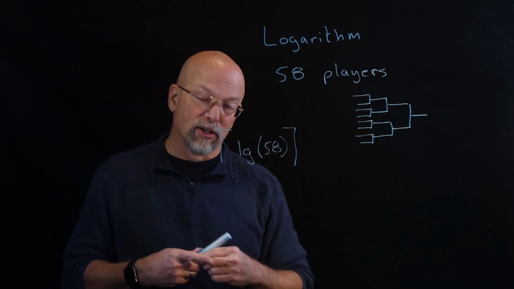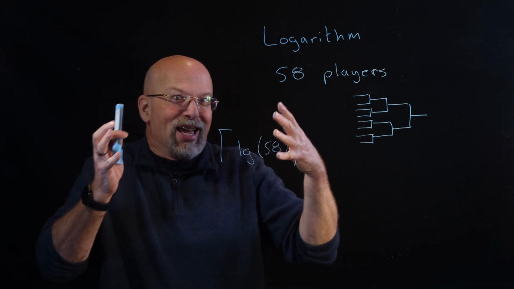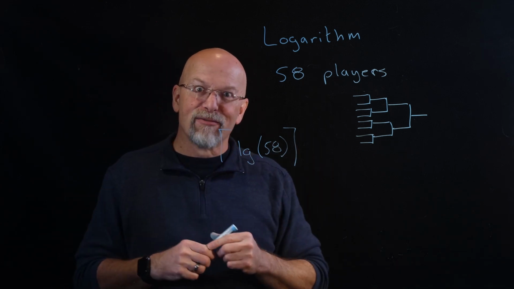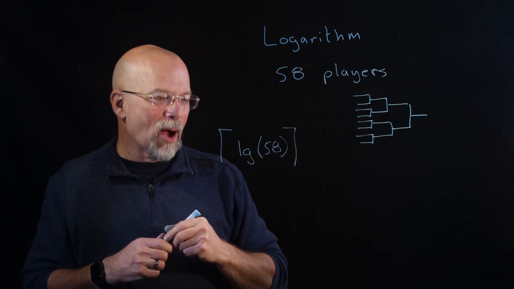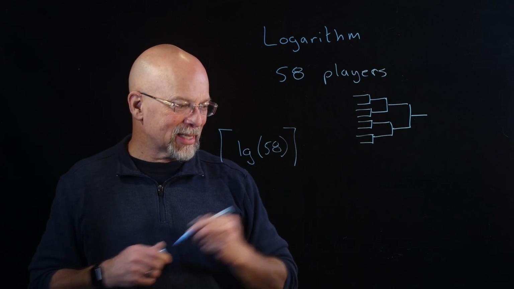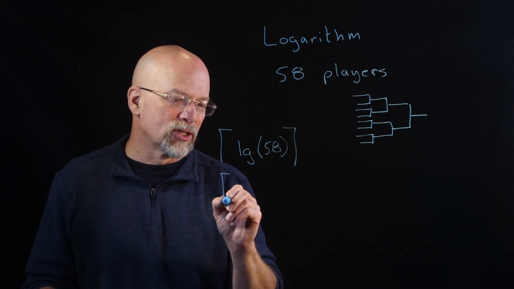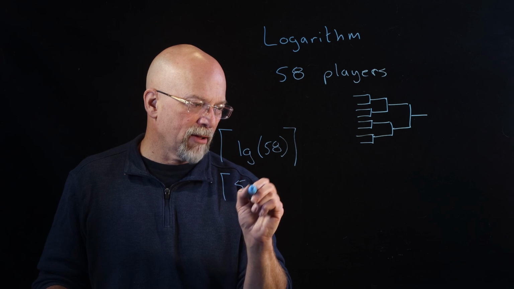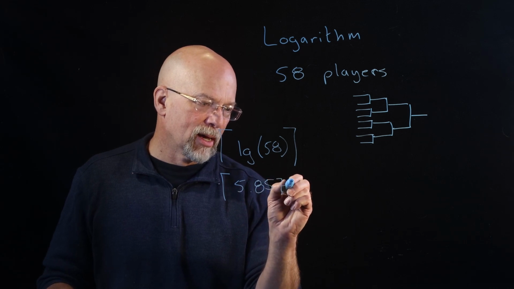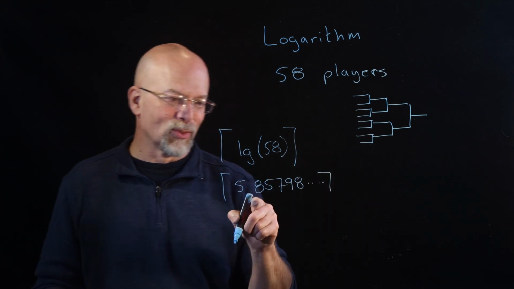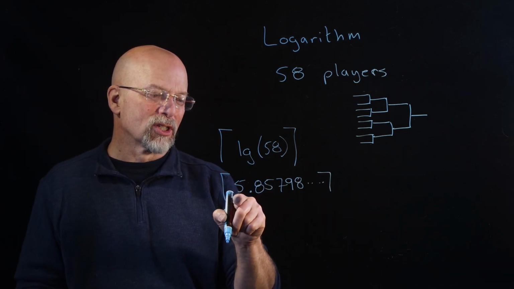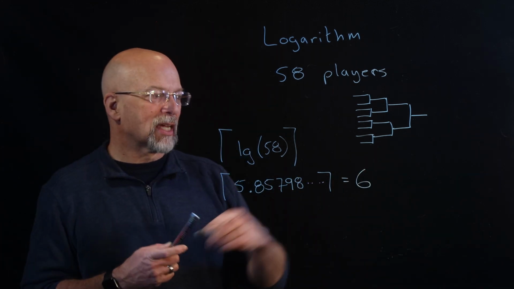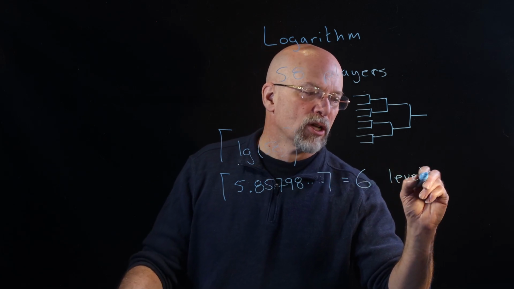And then we have to do the ceiling function again, because remember, we have to have an integer number of levels. And so some of the players are going to get byes. Let's go ahead and figure out which ones they are. But before we do, let's figure out what the logarithm of 58 is and figure out what the ceiling is. So the ceiling of the log of 58 is equal to the ceiling of 5.8579 and some digits. We actually only needed to go to the first digit, right? Because we just need to know it's 5 point something. Well, that's equal to 6. The ceiling of 5.8 is equal to 6, telling us that we have to have 6 levels to our match.